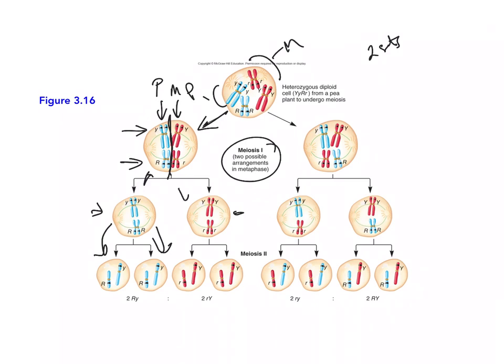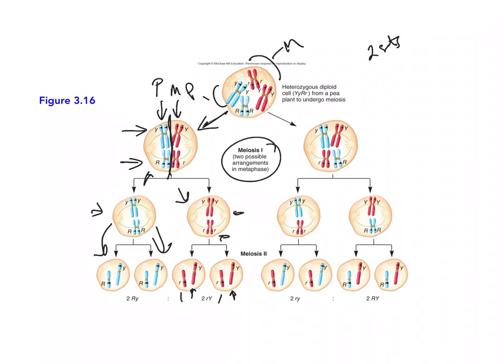The same thing is happening here, where we've got a big Y allele on this chromosome ending up in this gamete, and a big Y over here ending up in this gamete. The little r alleles are going to segregate again, so that we get haploid cells at the end of meiosis 2.